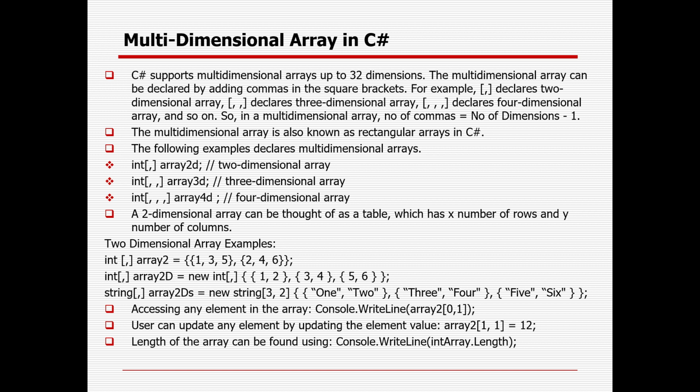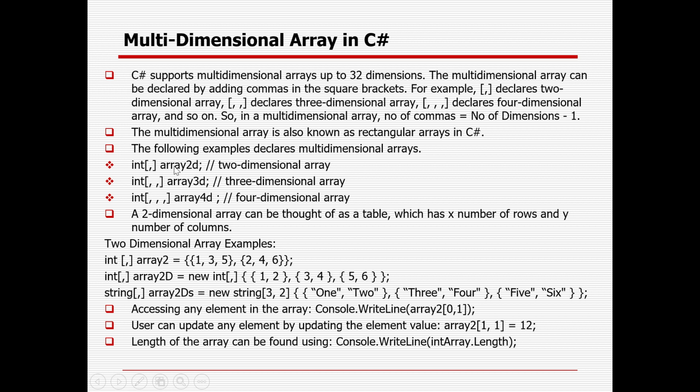The multidimensional array can be declared by adding commas in the square brackets. For example, the square bracket with a single comma declares a two-dimensional array, whereas two commas declare a three-dimensional array, three commas declare a four-dimensional array, and so on. Seven commas means an eight-dimensional array. So the number of commas equals the number of dimensions minus 1, or the number of dimensions equals the number of commas plus 1. The multidimensional array is also known as a rectangular array in C#.